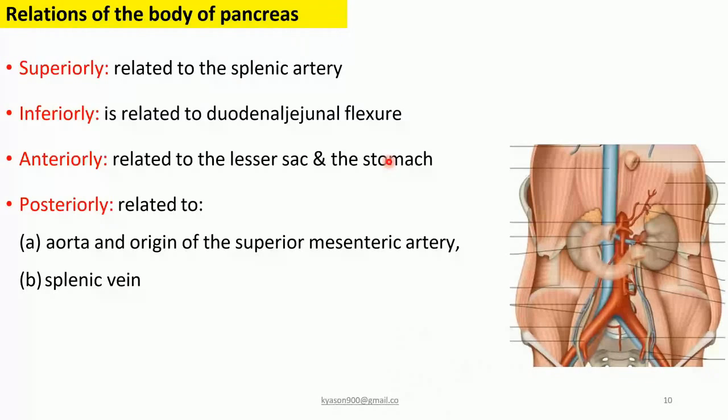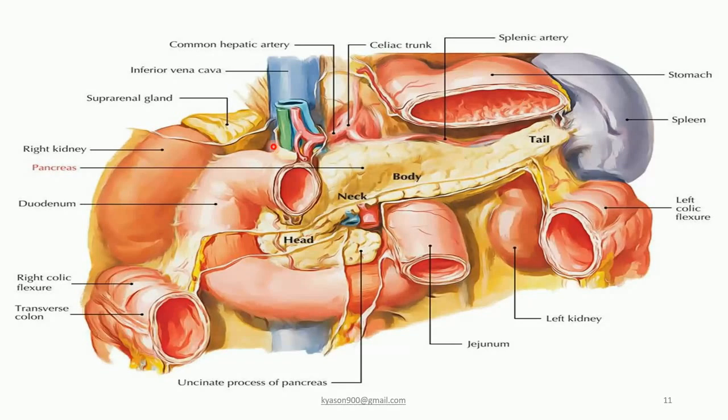Then also we said, because it lies anterior to this lesser sac, if a patient has chronic ulcer disease, perforations can occur and leakage of gastric contents can happen within the lesser sac. So these relations are very important to help you appreciate the clinical presentations, the clinical manifestations of different diseases related to these organs. Okay, so those are the relations of the body of the pancreas.